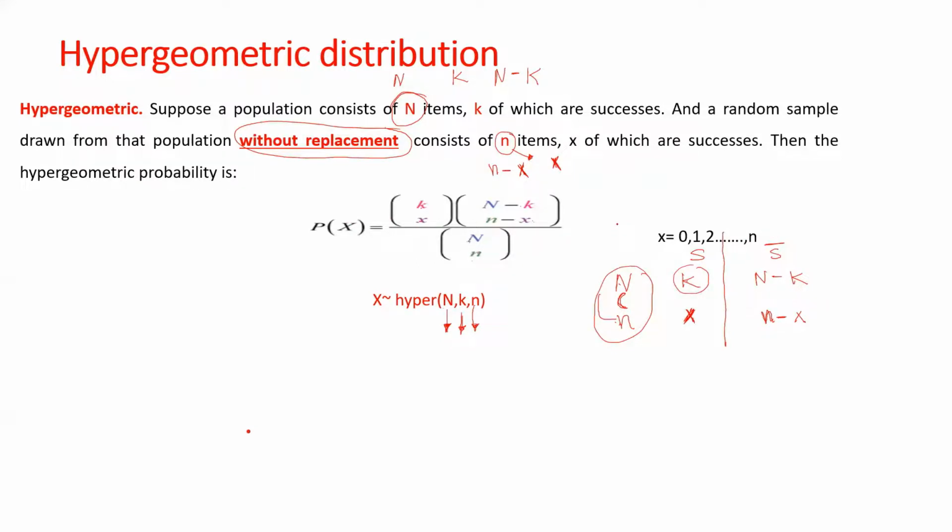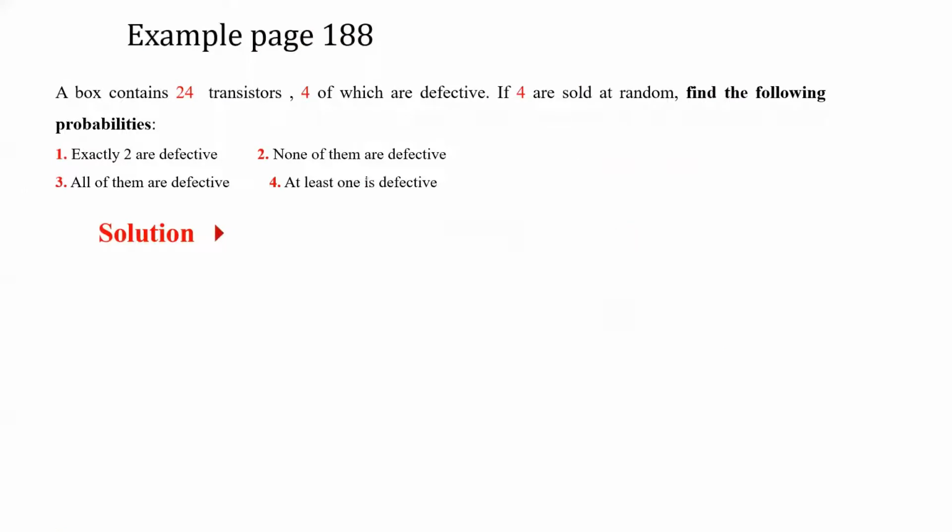Clear? Let's take an example. A box consists of 24 transistors, 4 of which are defective. So this is K, and this is our population size N. If 4 are sold, this is our sample n. Find the following probabilities. Let's see first, is it a binomial or a hypergeometric distribution?